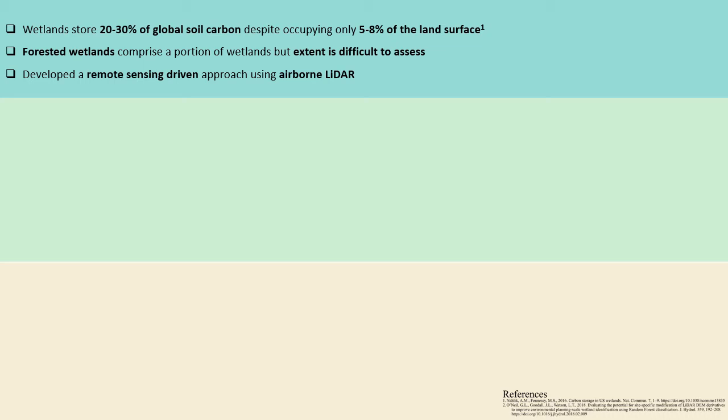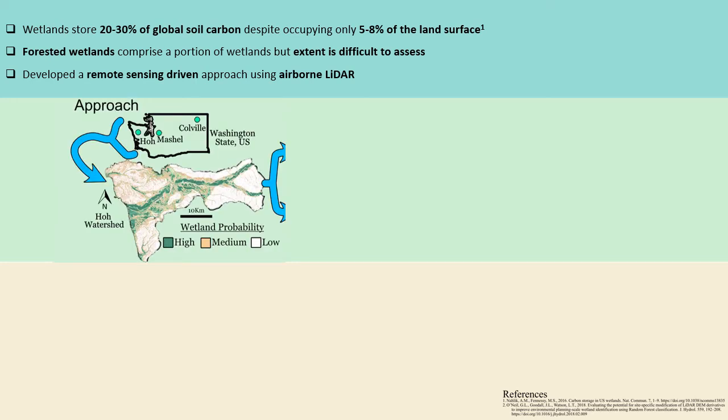Thus, we developed a remote sensing approach that utilizes aerial LiDAR to measure fine-scale changes in topography that promote wetland development. We're using this approach at 3 sites in Washington state to create wetland probability maps like the one you see here for the Hoh River watershed on the west side of Washington.